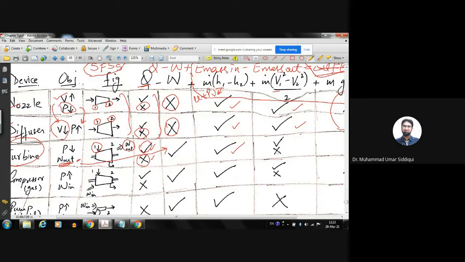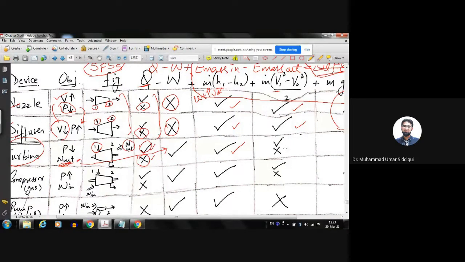This term is the change in the kinetic energy. Now, change in the kinetic energy depends upon the change in the velocity. Velocity change depends upon the diameter of the pipe through which the fluid is entering the turbine and the diameter of the pipe with which the fluid is leaving the turbine.